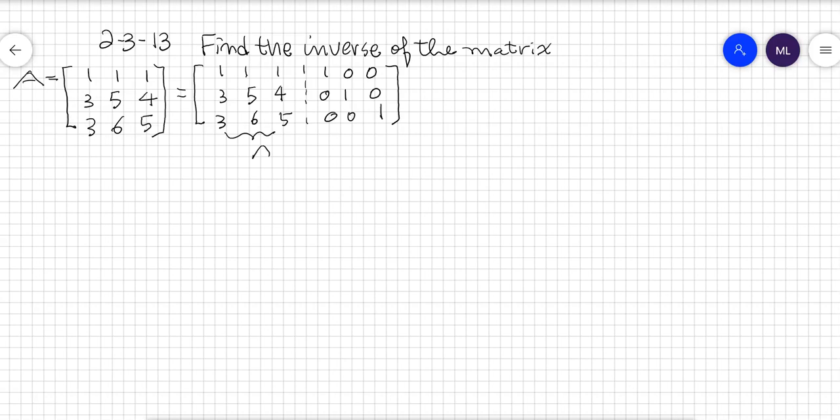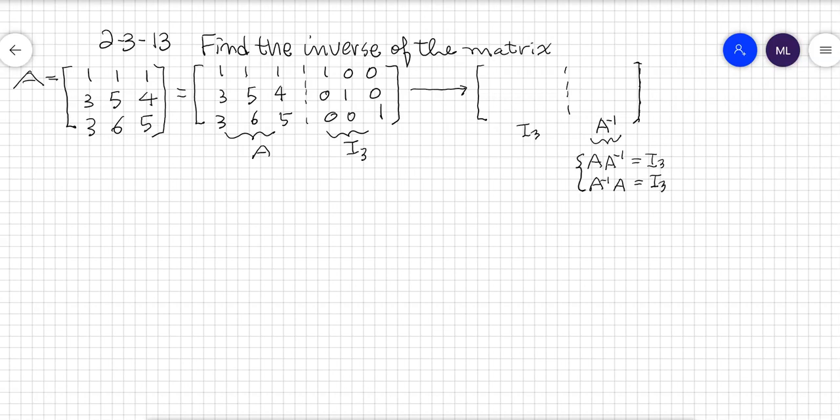So, this will be A. This is the identity matrix. It's 3 by 3. And then using row operations, our goal is to write this side as I3, and what's left on this side will be the inverse. You can check after you have your answer. A times A inverse has to be the identity matrix, and this way as well. Okay.